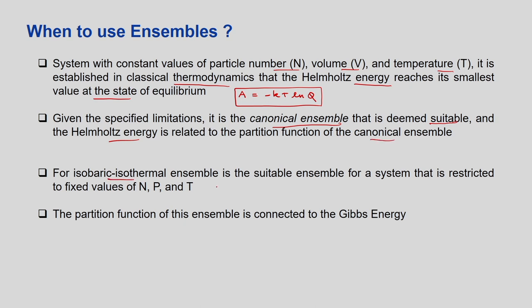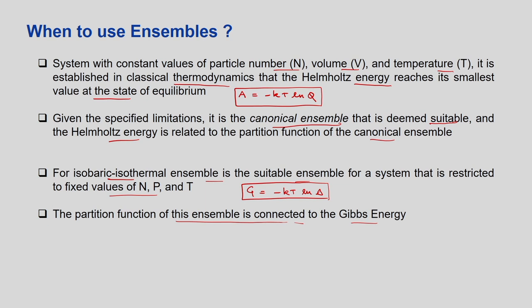Similarly, for an isobaric isothermal ensemble, with its restricted values, it is connected to the Gibbs energy. Again, this is minus kT ln of this expression. So when you have systems with NPT, the Gibbs energy is related to the partition function using this expression, and you have to work with the NPT ensemble. So this is what we wanted to connect with you regarding various ensembles.